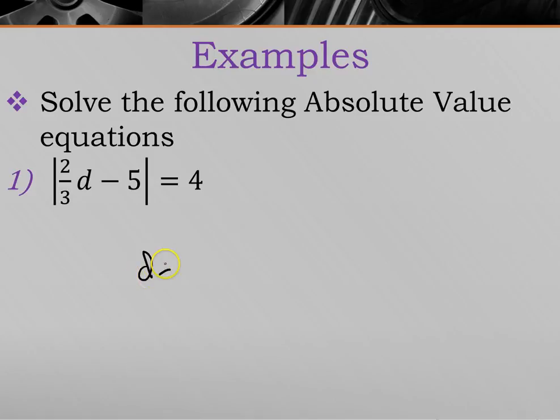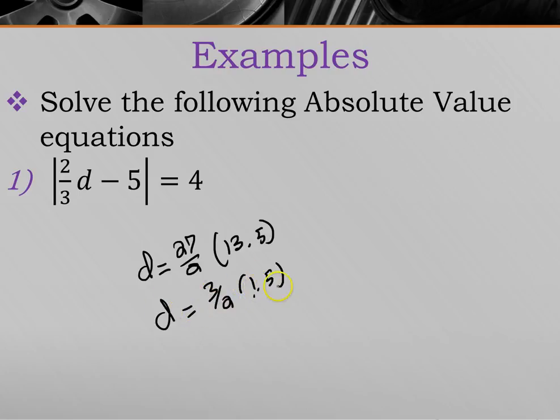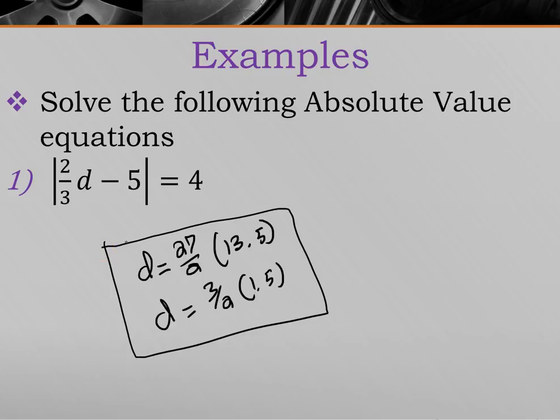Alright, your 2 answers you should get. D should equal 27 halves, or 13.5. D will also equal 3 halves, or 1.5. And again, if you plug both those answers back into the original problem, you'll get the absolute value of 4 and absolute value of negative 4, both of which will get you 4.